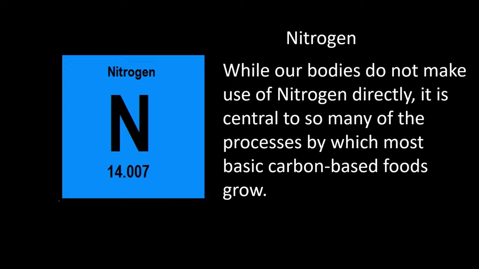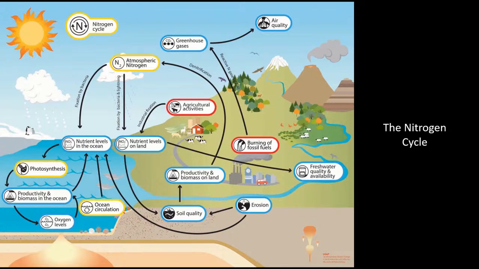But with the invention of ammonia-based fertilizers, the ability of farming, and in particular the large-scale production of corn and grains, has revolutionized agriculture. So while our bodies don't make use of nitrogen directly, it is central to many of the processes by which our most basic carbon-based foods grow. Here you can see the nitrogen cycle here on Earth, and you can see how man-made fertilizers and animal fertilizers help produce our crops.